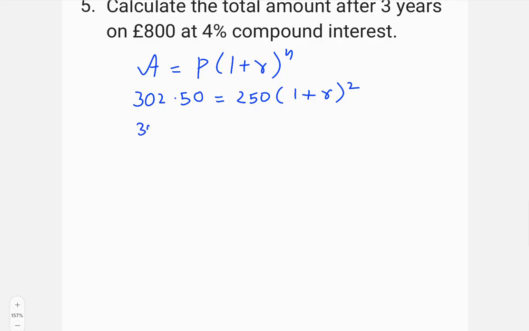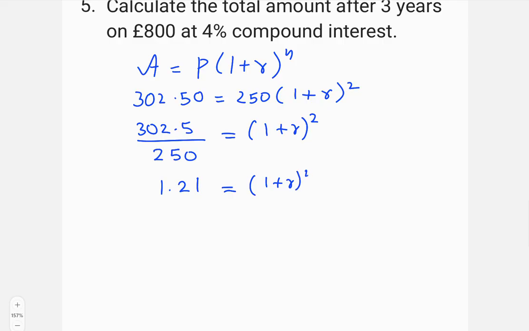So 302.5 divided by 250, and you're left with (1 plus rate) whole squared. Now, if you divide them on a calculator, you're going to get 1.21, and the bracket here remains the same. Now, we just need r here, so we need to move the things around.